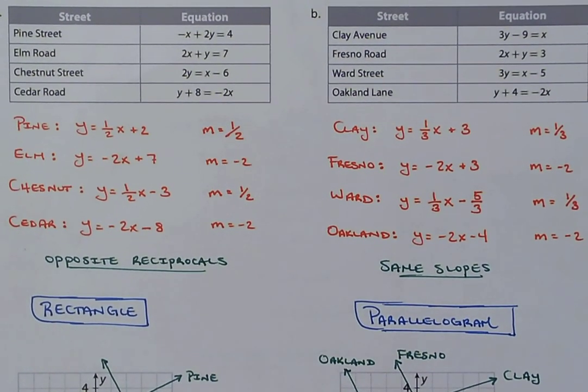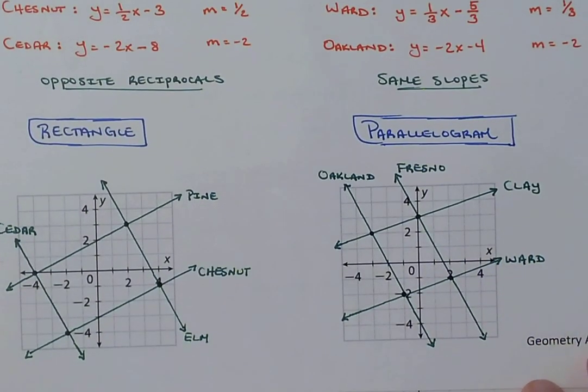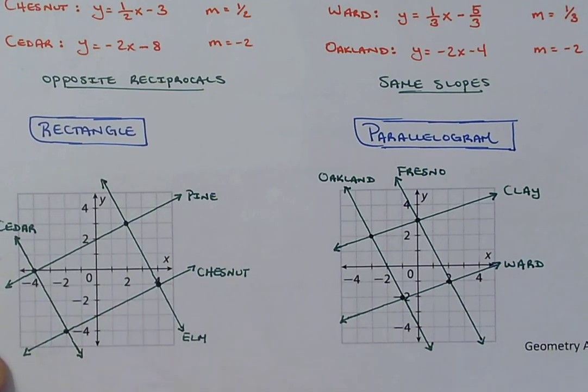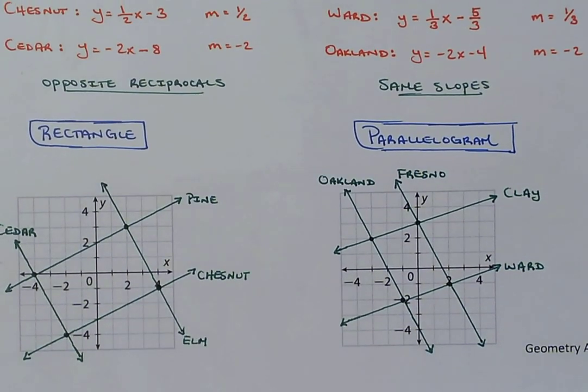If you happen to have used decimals to see what the graphs look like, this is the graph for part A with Cedar, Pine, Chestnut, and Elm, and then B would look like this with Oakland, Fresno, Clay, and Ward. For part A, it's more precise, more straight, like a rectangle, whereas for the parallelogram, those angles are not crisp 90 degrees. Thus, it's just going to be a parallelogram. So that is how we're going to do example 2.